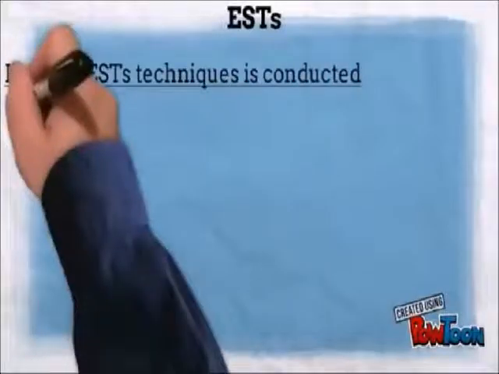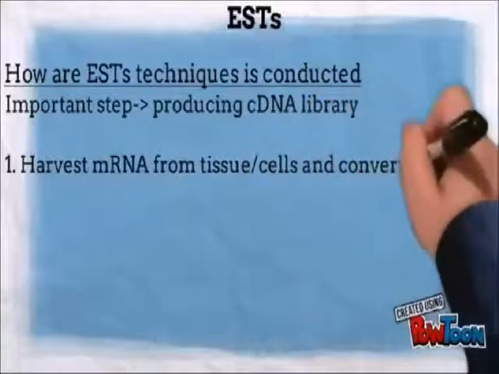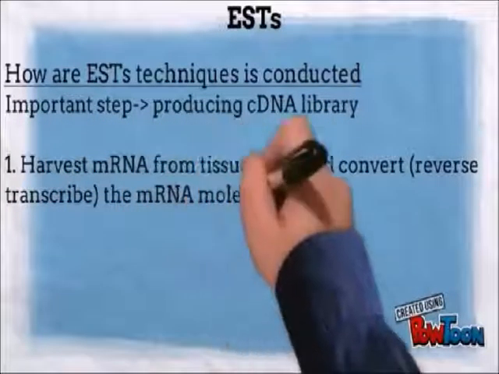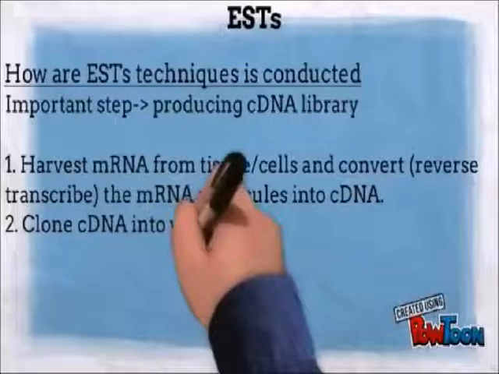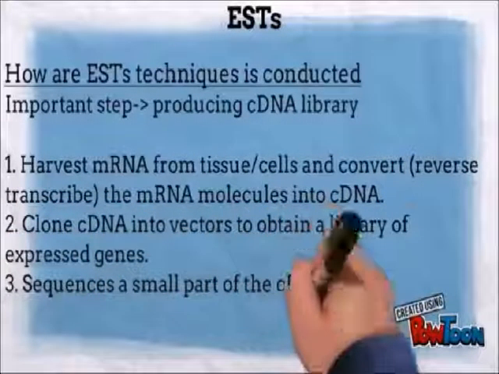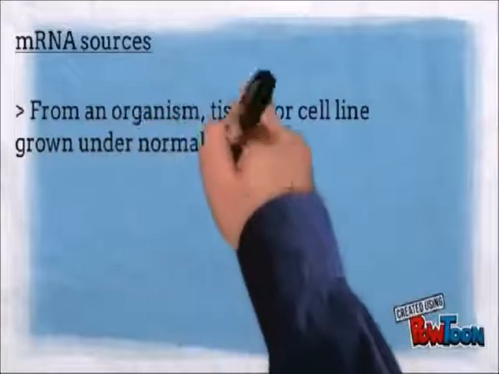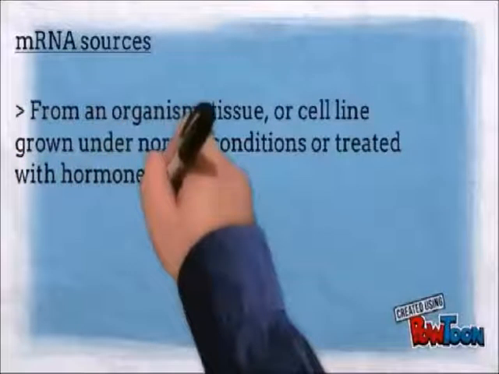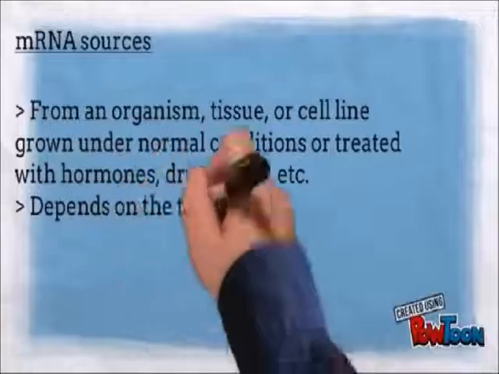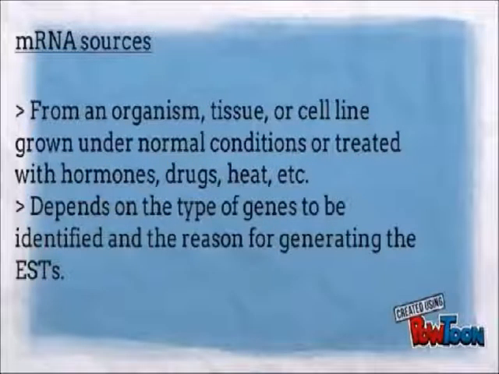The most important step in EST is producing the cDNA library. First, mRNA will be harvested from the sample and converted into cDNA, and then the cDNA is cloned into a vector to obtain an expressed gene library. And lastly, the cDNA will be sequenced. mRNA can be obtained from an organism, tissue, or cell line. It depends on what type of gene you want to identify and the reason for generating EST.